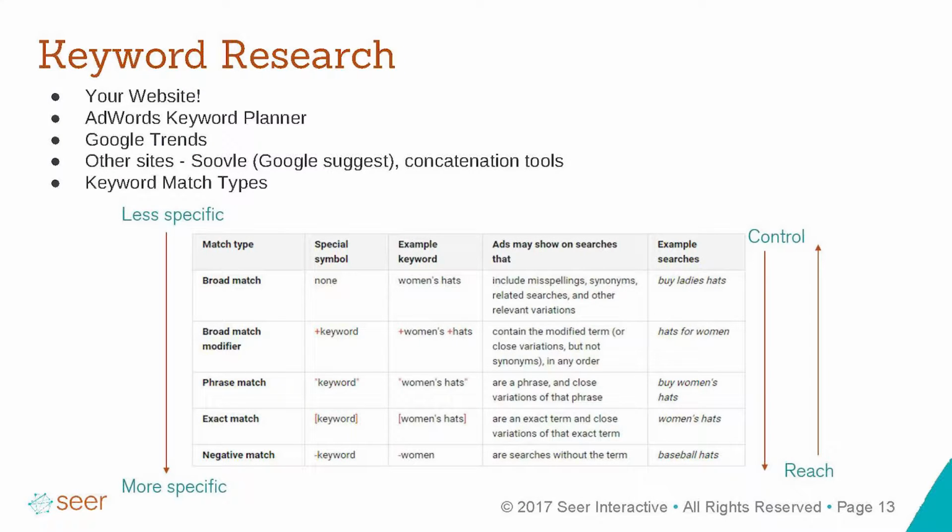So then to do keyword research, these are just a few ways. You can do it any way you want. First place to go, check out your website. Look at any content that you have on your website that would be relevant to people searching.